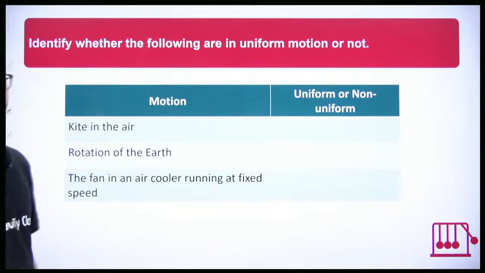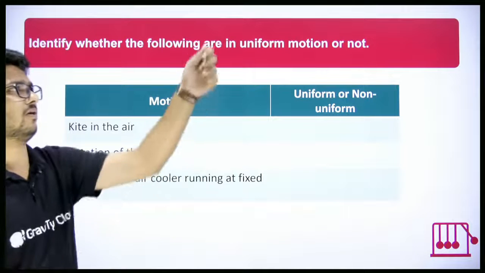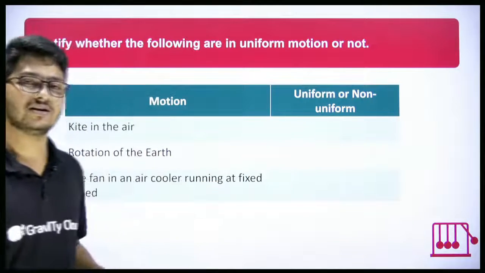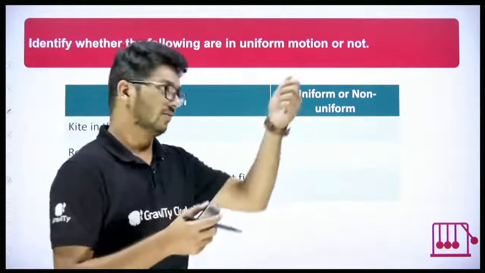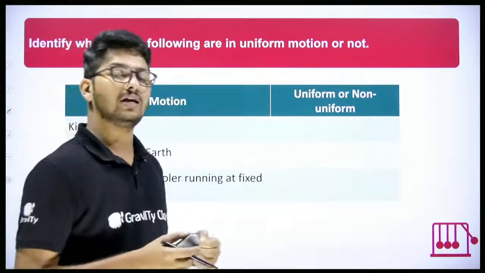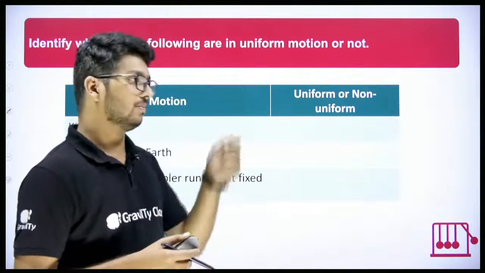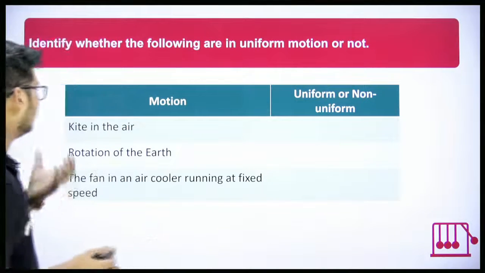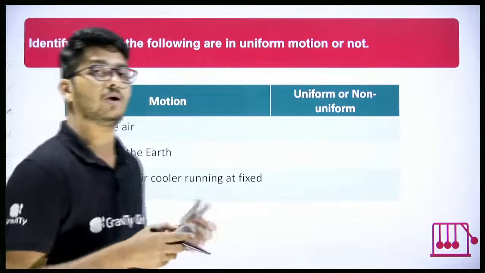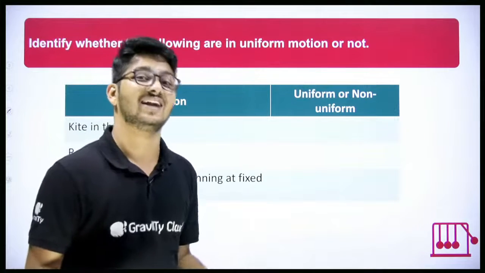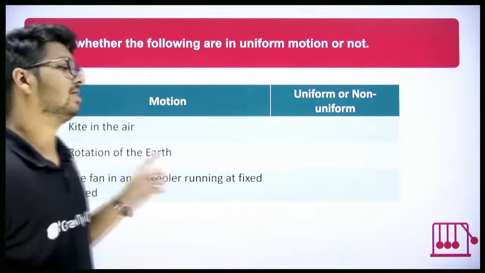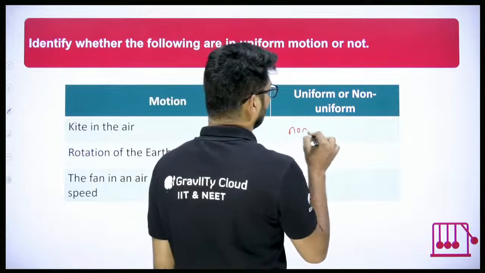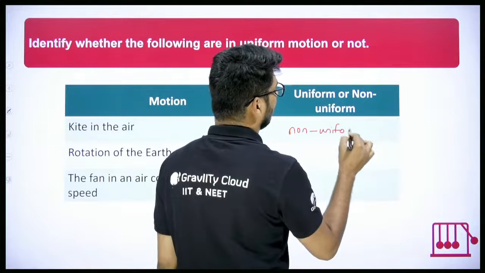What do you think? When you fly a kite in the air, suddenly you pull it, suddenly you release the thread. That means when you pull it towards you, speed will increase. When you release the thread, speed will increase. But when you hold the thread, it depends on wind. So the movement of the kite in the air will also depend on wind. Wind is completely random. That means the motion of a kite in air is completely random, not constant. So it is non-uniform motion.